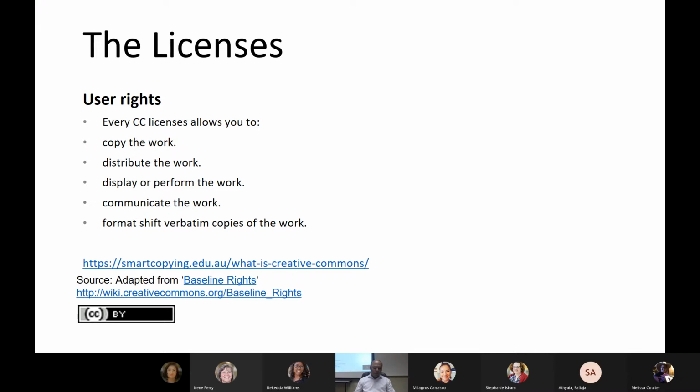For example, make the work available online on the school internet, learning management system, or on a class blog. So this is allowed. Then format shift: a copy of an MP3 version of music onto a CD or MP4 version. So you can also transfer the material into a different format.